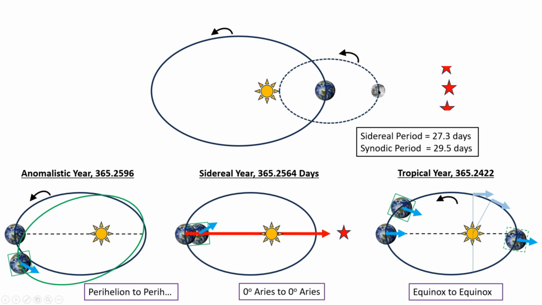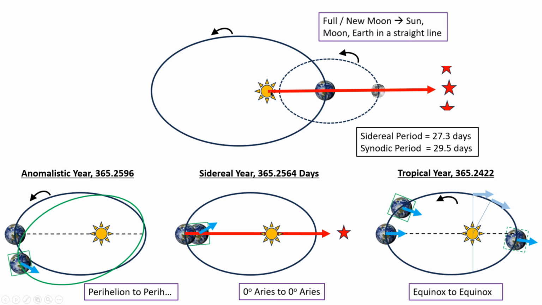This configuration here shows the full moon condition, in which all these three objects, the sun, the earth and the moon, are aligned on a straight line, and the earth is situated between the sun and the moon. So when the earth is situated between the sun and the moon, this is the full moon condition. If the moon is in between the sun and earth, then it's a new moon condition.